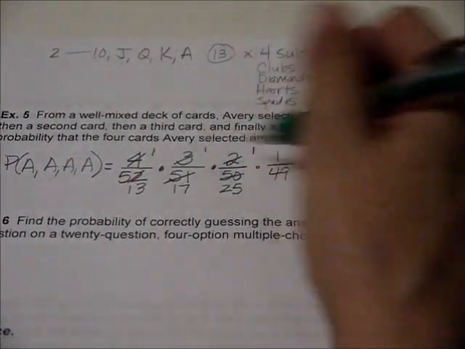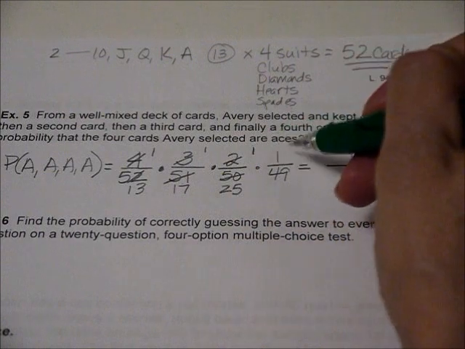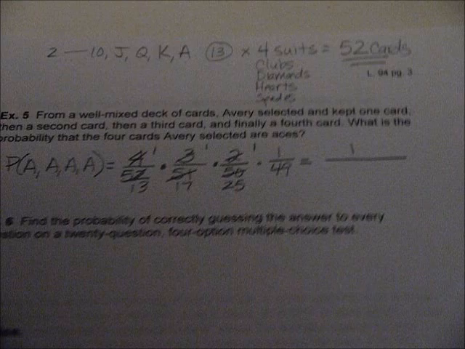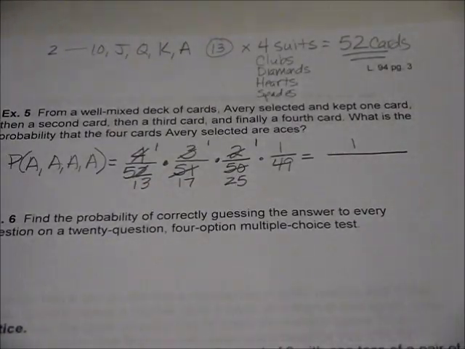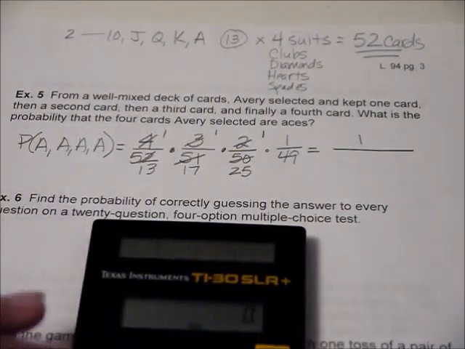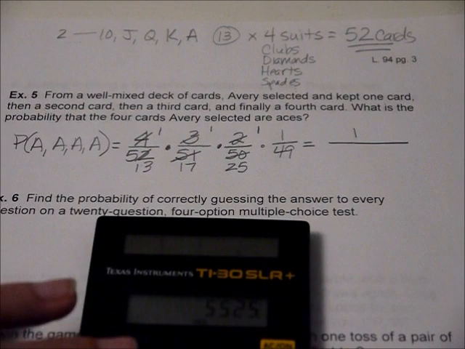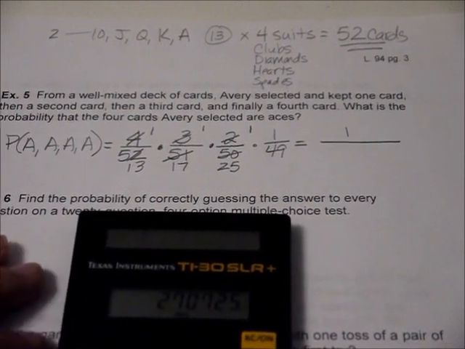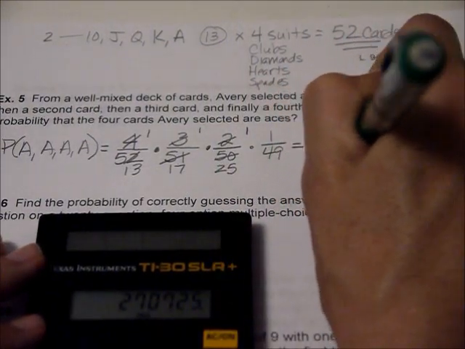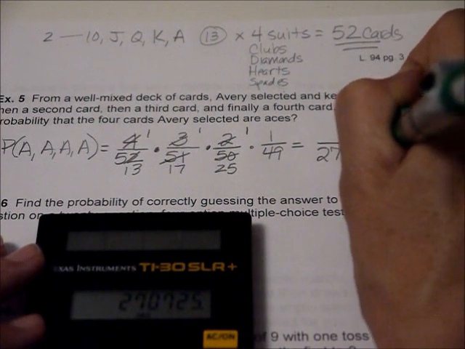Okay, so now we get to this point and we have 1 times 1 times 1 over, and I'm going to use a calculator to show you this because we're going to do just a little thing with a calculator. Okay, so in order to figure out, we're going to go 13 times 17 times 25 times 49. What we get is the chances of getting 4 aces in a row are 1 in 270,725.